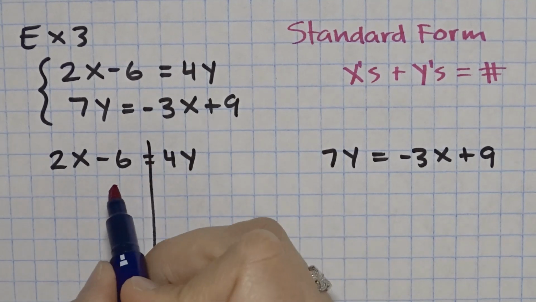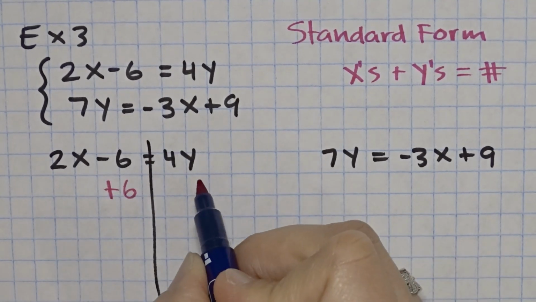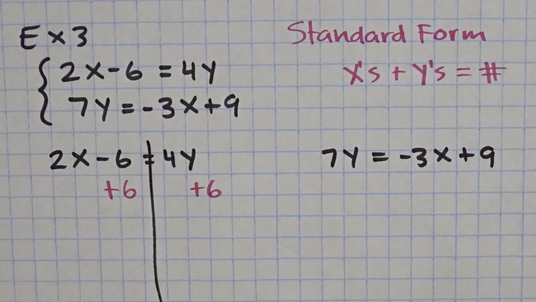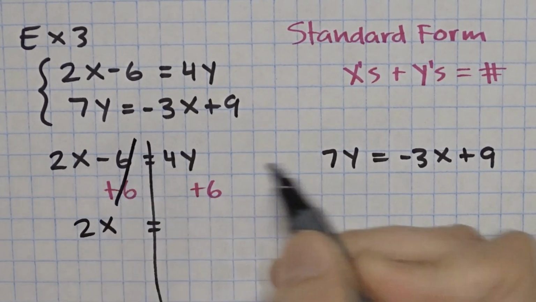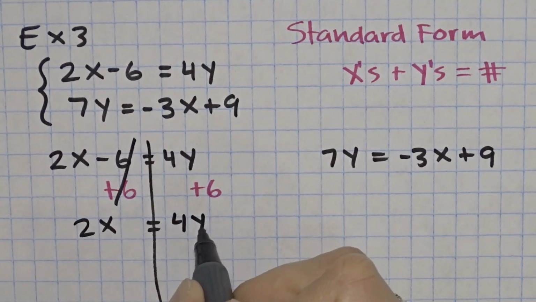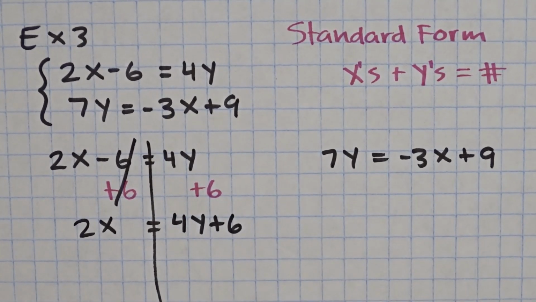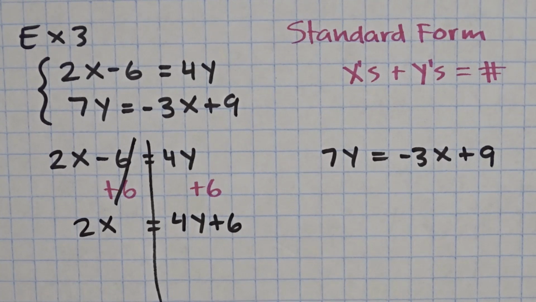So if this negative 6 shouldn't be there, I'm going to have to add 6 to both sides. And I would like to rewrite what's left to make sure everything is clear. Then I have 4y plus 6. All right, now the 6 is in the right place.